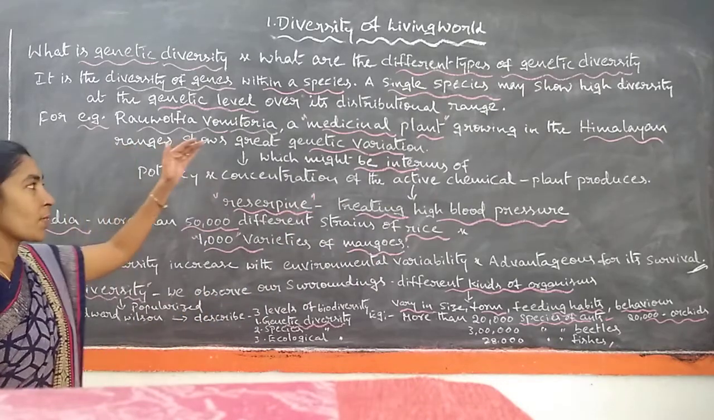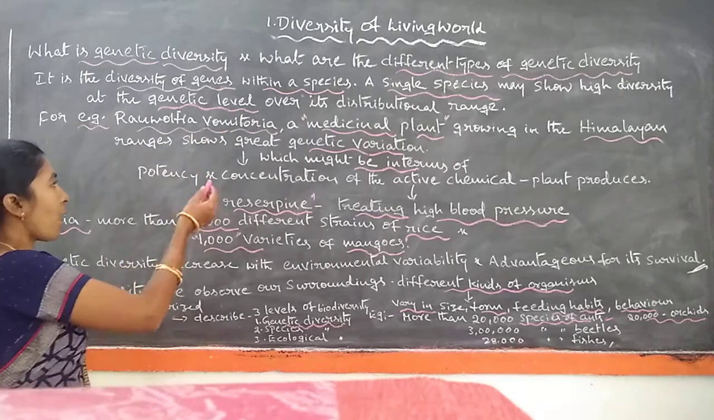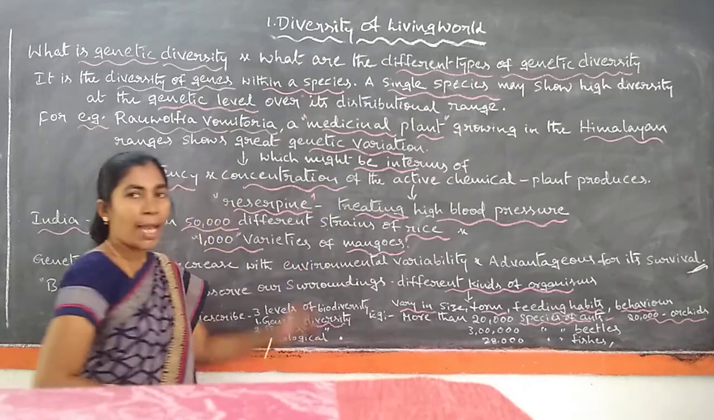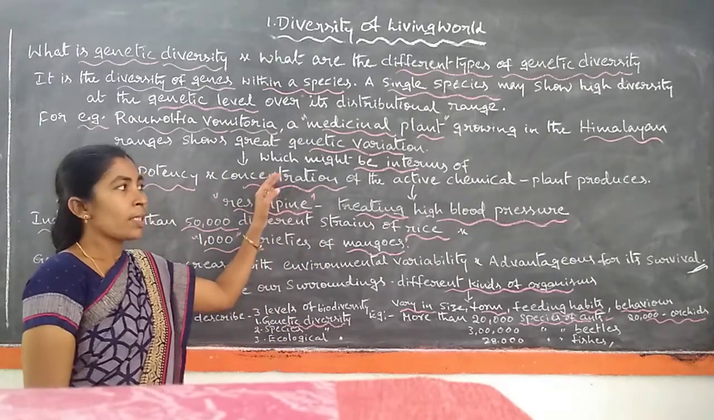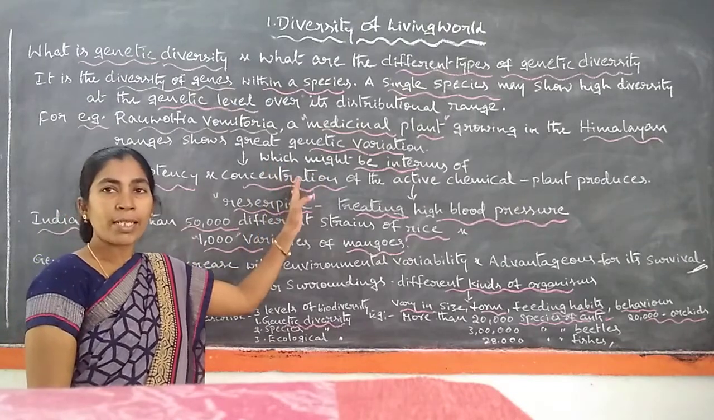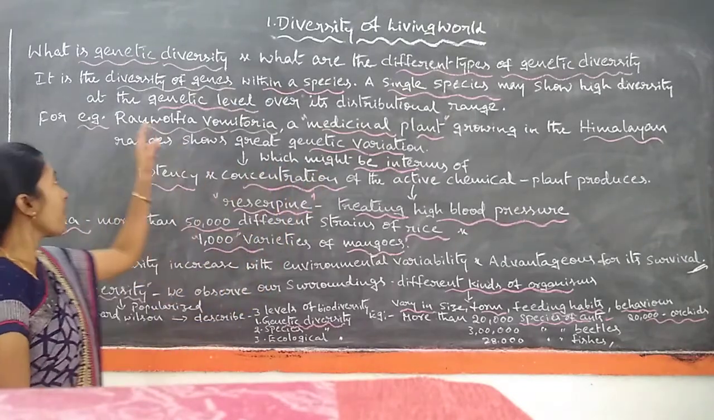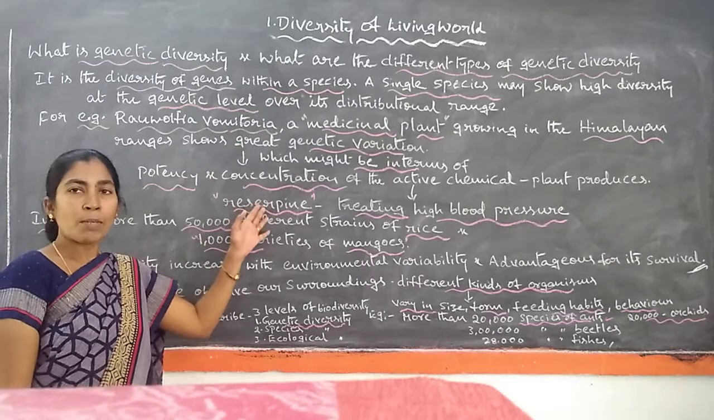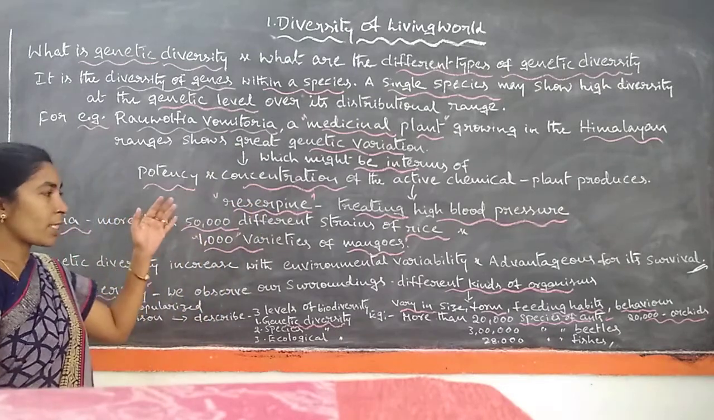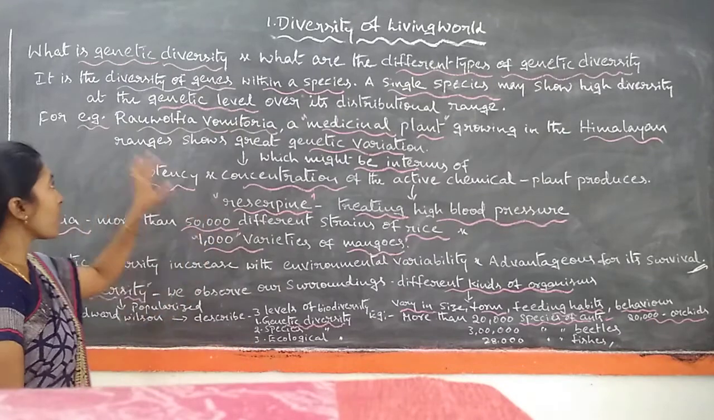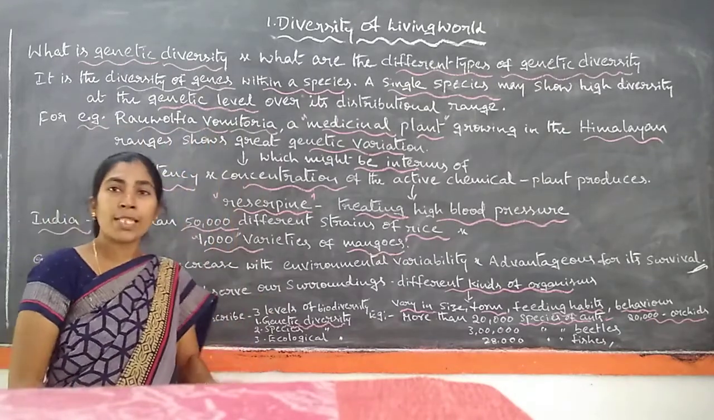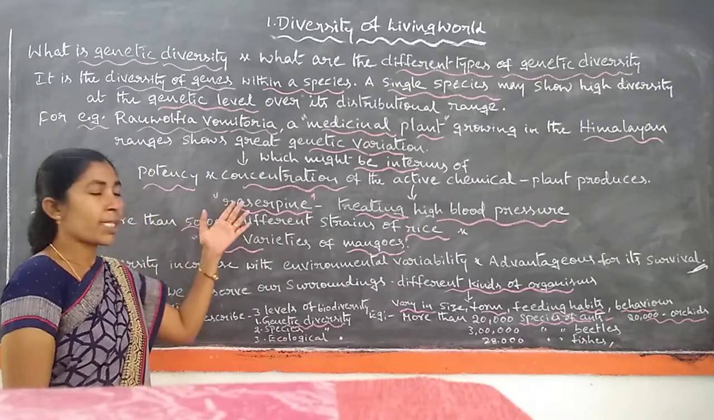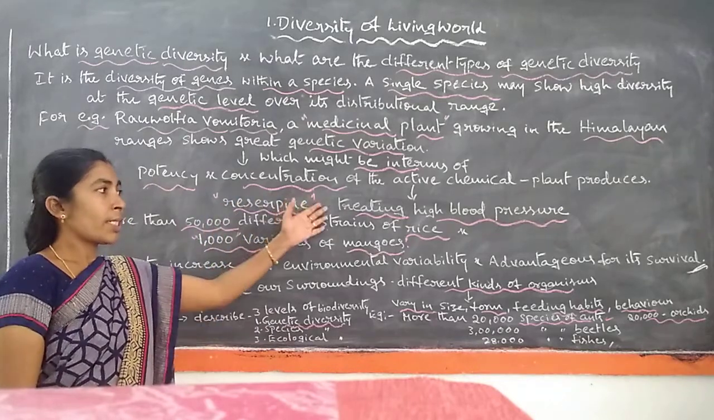The variation is in the potency and concentration of the active chemicals that the plant produces. Which type of chemical it produces is also different. Rauwolfia vomitoria and Rauwolfia serpentina are different strains that produce reserpine, which treats high blood pressure.